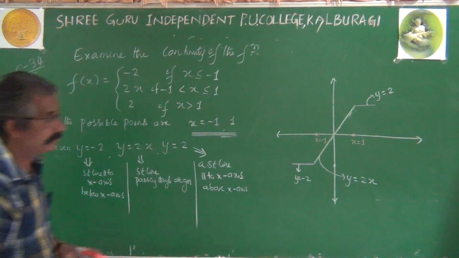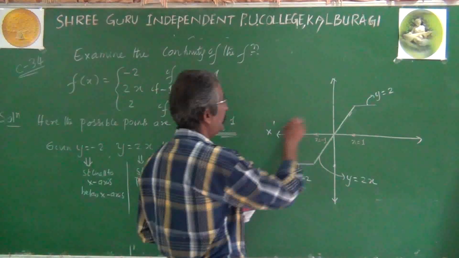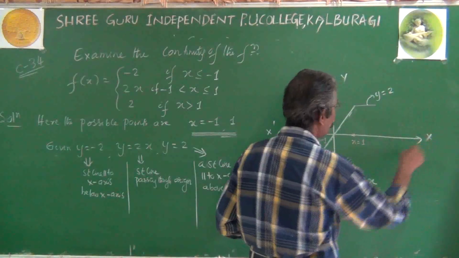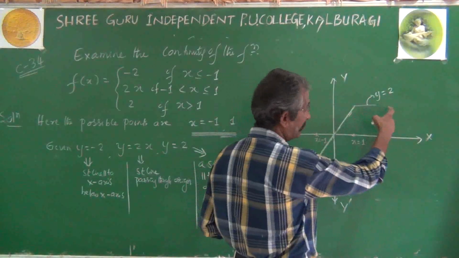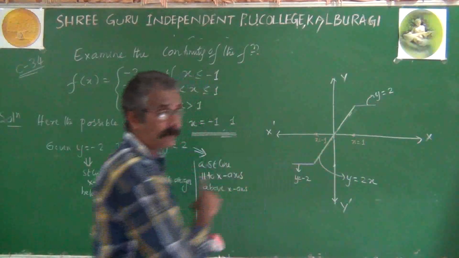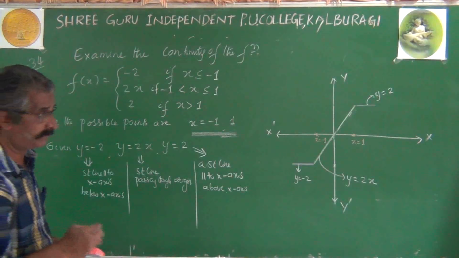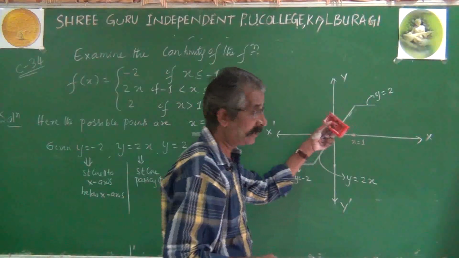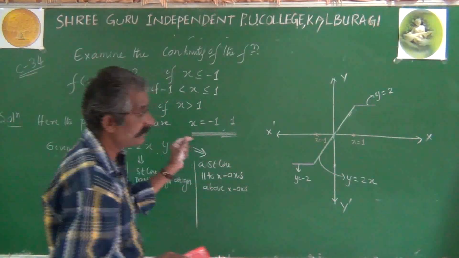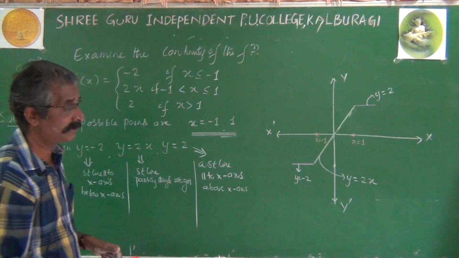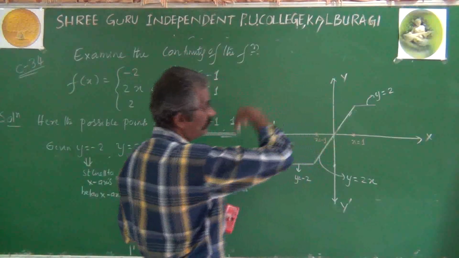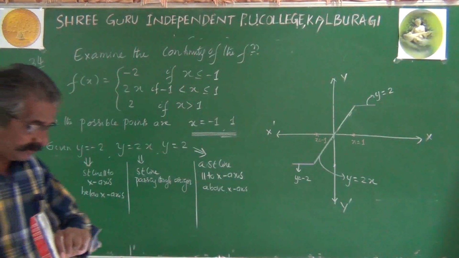Observe. What you can confirm here is that from this point to this point, the graph of the function has no break, no gap. There is no break, no gap. That's why this function is continuous at all the points discussed. And this is the actual graph of that function. Still we have some more questions.